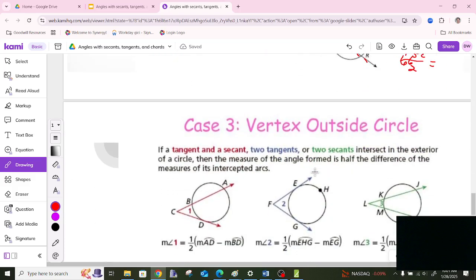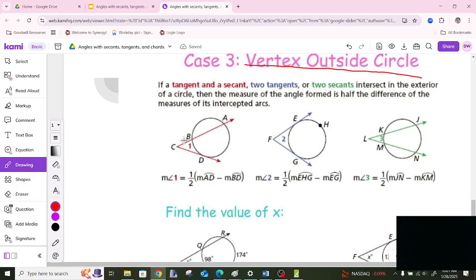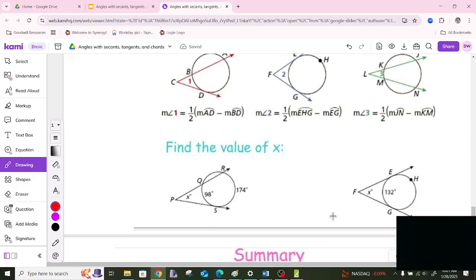Okay, the vertex is on the outside of the circle. In this case, you are going to take AD and subtract BD and then divide it by 2. So it's a different formula. Let's go ahead and look at an example.